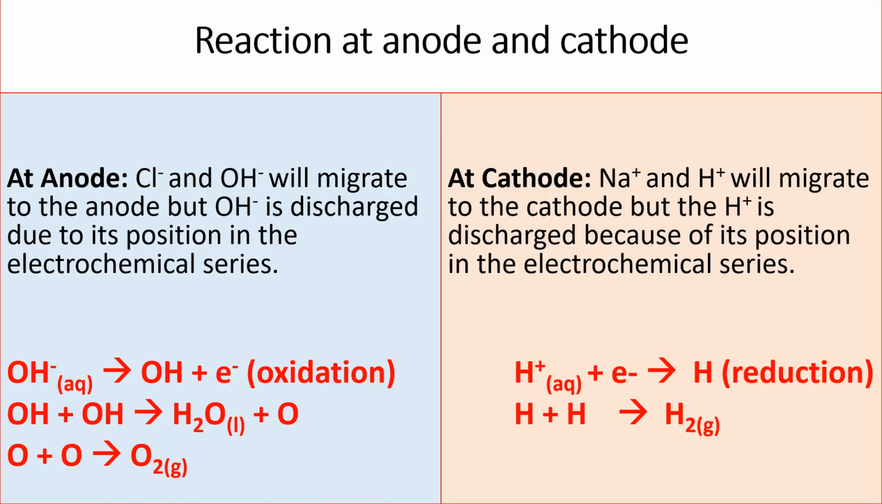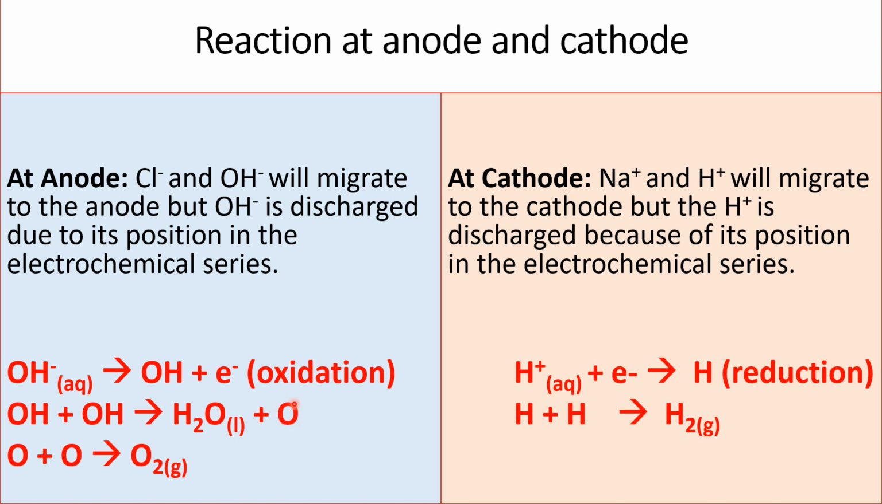Let's look at the reaction at the anode and at the cathode in the electrolysis of dilute sodium chloride. At the anode, we have chloride ion and hydroxide ion as the anions present in this electrolysis. But hydroxide ion is discharged because it is less electronegative in the electrochemical series than chloride ion. So if hydroxide ion is discharged, it will lose one electron to form a neutral OH group. Two OH groups will combine together to form a molecule of water and O, which is representing oxygen, by the way.